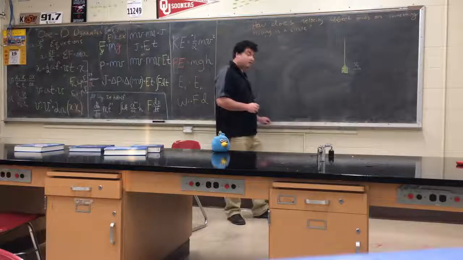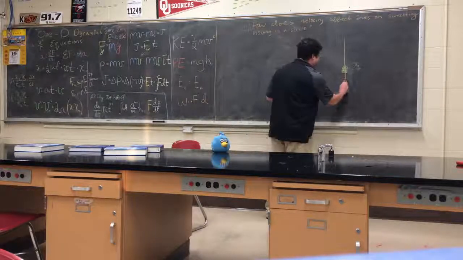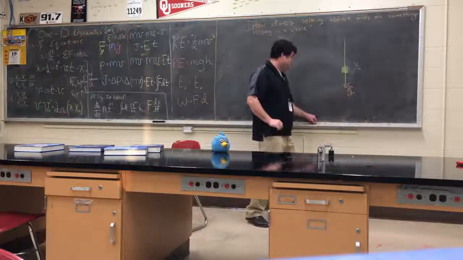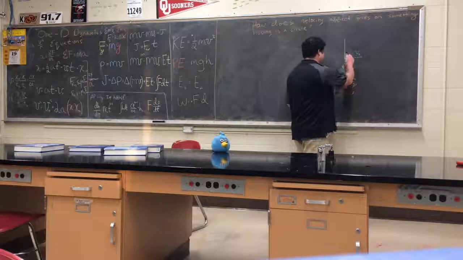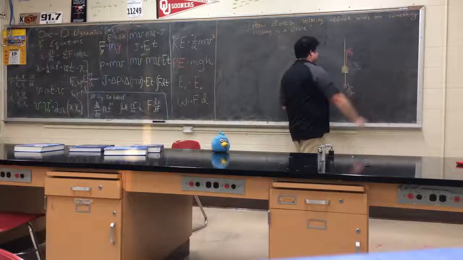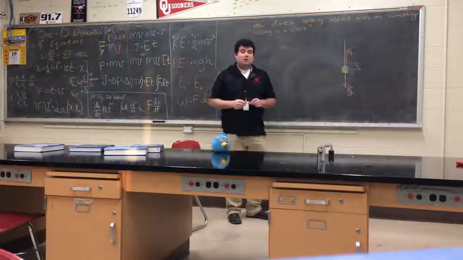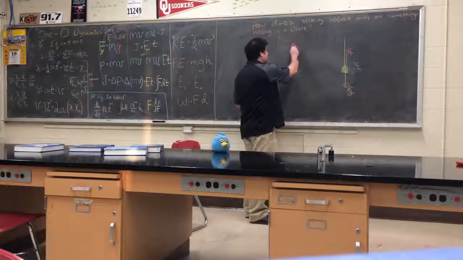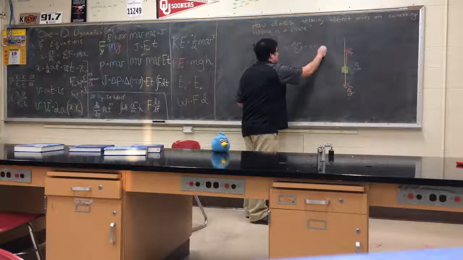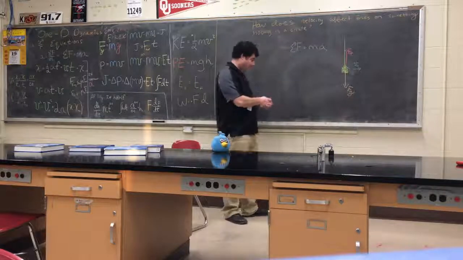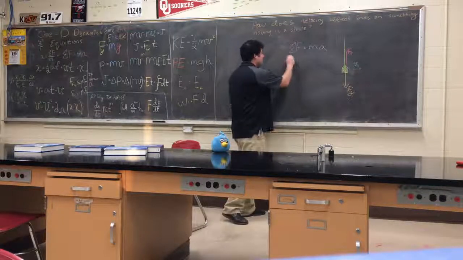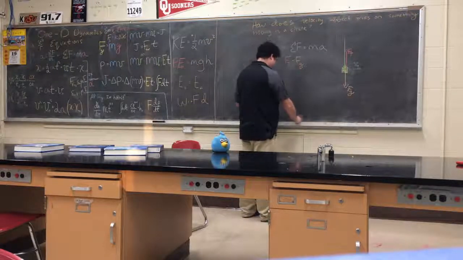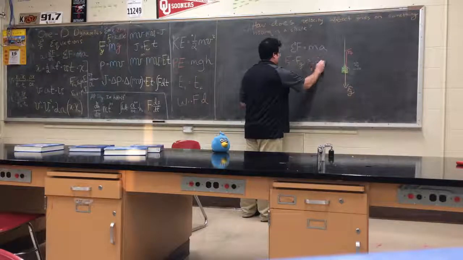What are the forces? Clearly there's gravity. And there's an upward tension due to the string. If we were going to do our usual 2-dimensional force problem, we would write sigma F equals ma. That would turn into our upward tension force minus our downward gravity force equals ma.